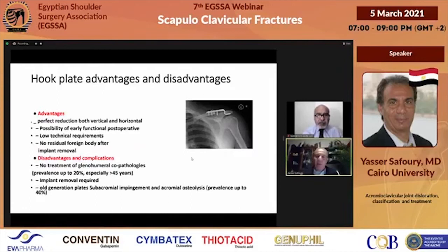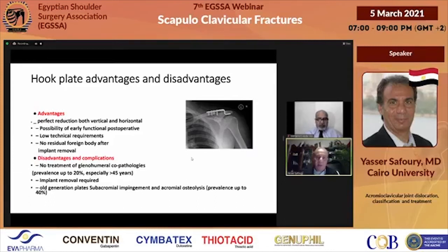So there are mainly two groups which are used by most of the surgeons, which are the hook plates or the arthroscopic suspension techniques. The hook plate, in which you put the plate under the acromion, not in the joint, to maintain the position of the clavicle in relation to the acromion until there is healing of the ligaments. The advantage, we have perfect reduction in both vertical and horizontal planes, possibly of early post-operative movements. He can go back to work directly, low technical demands, no residual foreign body after removing the plate.